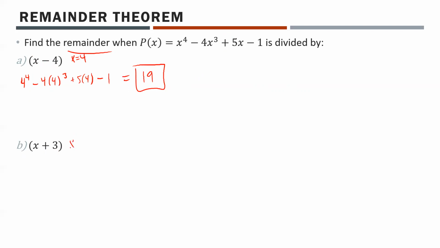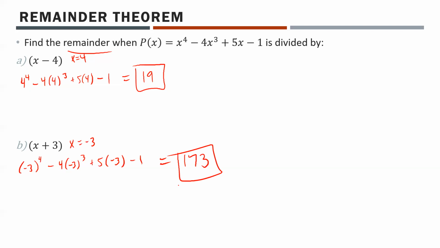Well, this time around, x would equal negative 3 to make this binomial equal to 0. So we're going to plug x equals negative 3 into this. Be very careful when you're taking powers of a negative, you have to be careful with your brackets, right? So this is going to be negative 3 in brackets to the power of 4, minus 4 times negative 3 to the power of 3, plus 5 times negative 3 minus 1. This is one I'm definitely going to want to throw into my calculator, so bear with me here. Negative 3 to the power of 4 minus 4 times negative 3 to the power of 3, plus 5 times negative 3 minus 1. I got 173. I sure hope that's right.